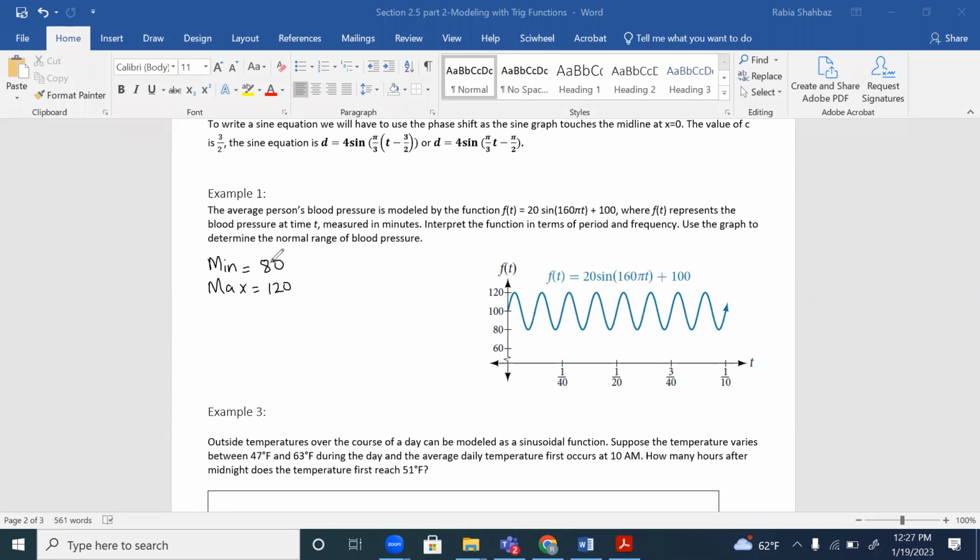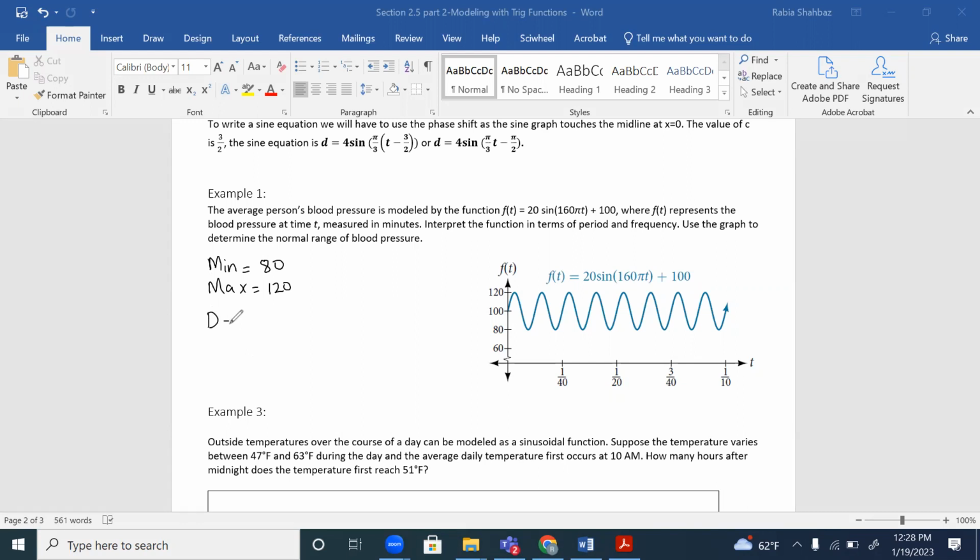When our heart contracts, that's when the blood pressure is maximum, and when it releases, that's when it's minimum. And it should oscillate just between these two. So anything outside this range, we consider a little abnormal, and someone can have a lower or high blood pressure if it's not in this range.